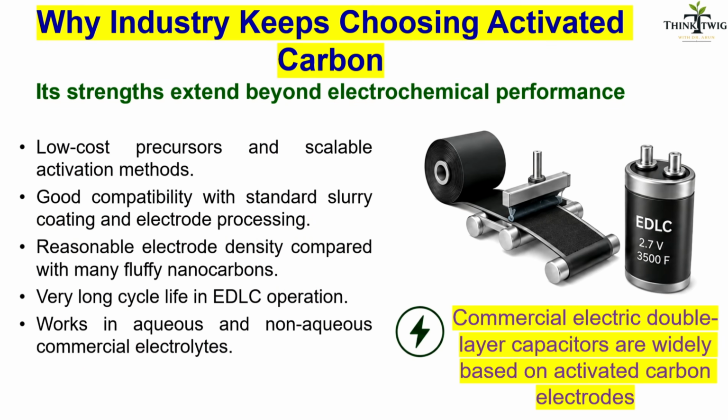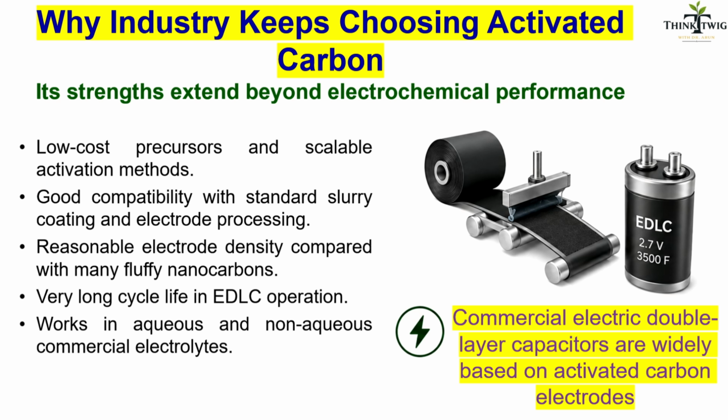This is where activated carbon becomes especially difficult to replace. Its advantages continue beyond the electrochemical performance. First, the activated carbon can be made using relatively low cost precursor materials. The activation process can also be carried out at large scale. Second, activated carbon works well with standard electrode processing methods. We can mix the active material with binder, conductive additive where needed, and suitable solvent, and that slurry can then be coated to prepare the electrode.